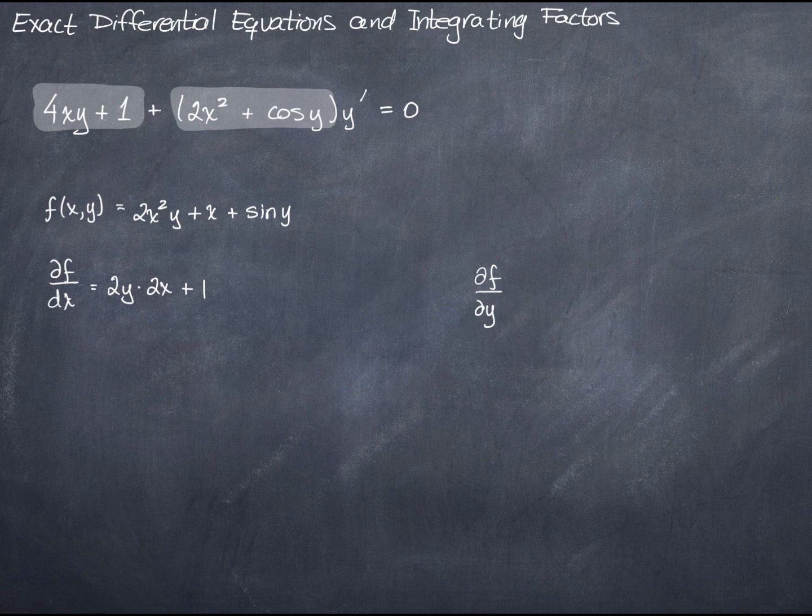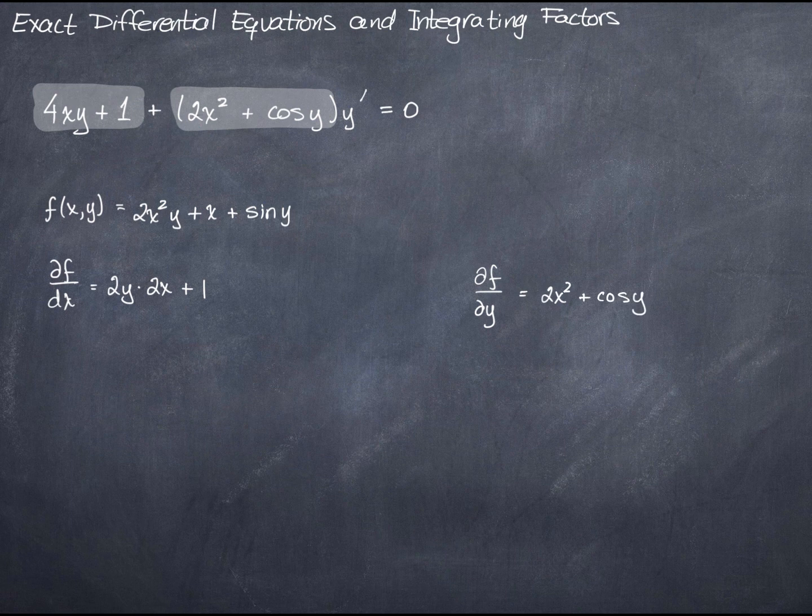With respect to y, now x is a constant, so 2x squared is a constant, and that's what's in front of my y, so I'm just going to get 2x squared plus 0, because x is a constant. Partial differentiation with respect to y means take x to be a constant, hold x constant. The derivative of sine with respect to y is cosine y.